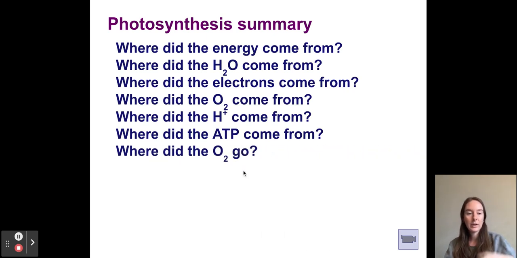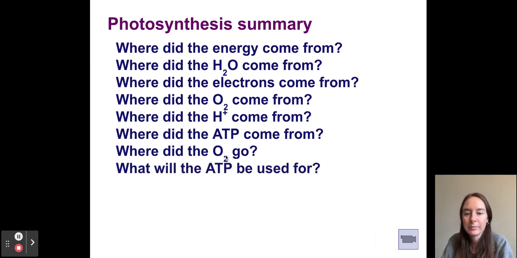Where did the oxygen go? The oxygen will leave the leaves, and be used by organisms that consume oxygen to do cellular respiration. Also, the oxygen can actually be used in the plant to do aerobic cellular respiration as well. So it could go to the mitochondria and be the final electron acceptor in the electron transport chain in the mitochondria for the plant. So it can oxidize its own glucose in cellular respiration using oxygen.